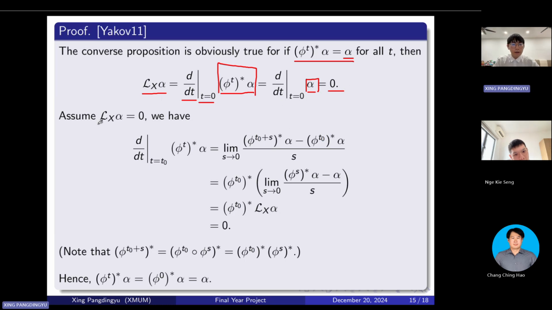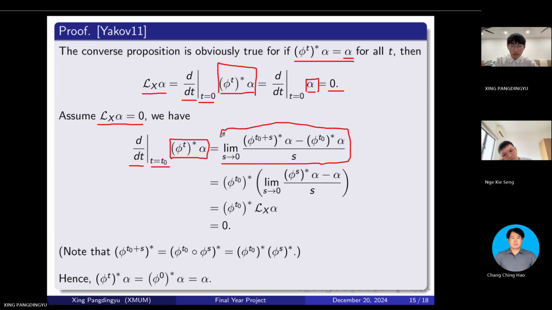Then the other direction. If we assume the Lie derivative of alpha is equal to 0, instead of directly evaluating this formula, we add a d over dt evaluated at t equal to t0 before that. And by the definition of the first derivative, we can write it in a limit form like this. And for this phi t naught plus s star, we note it here because it involves some techniques. So for phi t naught plus s, by definition of flows, we can split it into phi t naught composed with phi s. And by the property of pullback, we can separate it into the composition of two pullbacks.